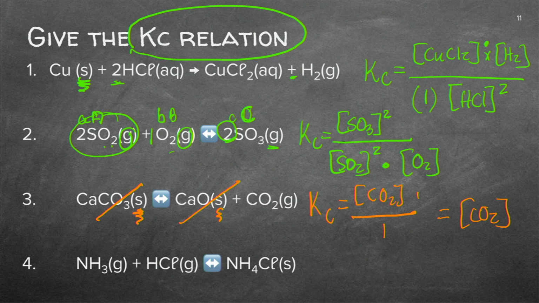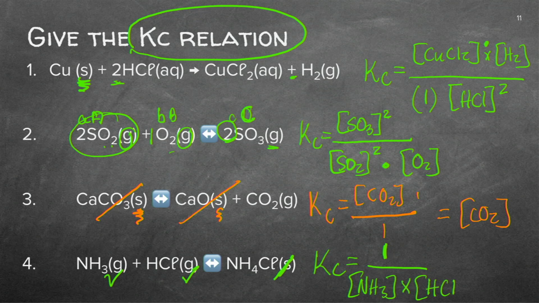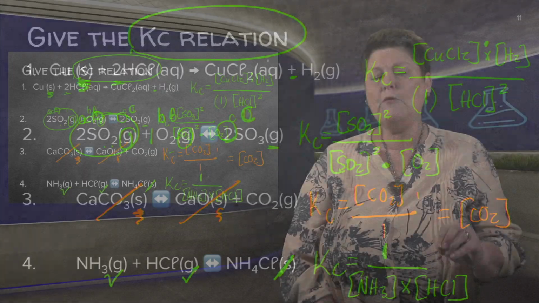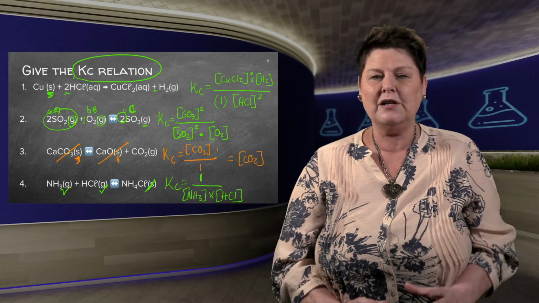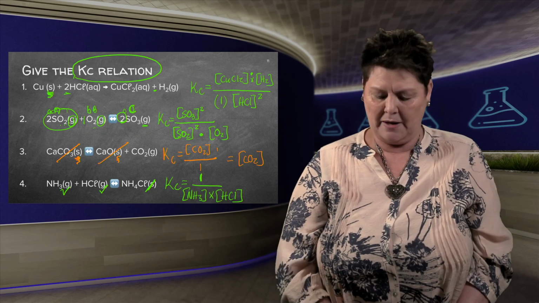Yes. Now we're going to do the last one. Here I've got a solid forming. I've got a gas and a gas. Kc is, what's the product? 1 over the 2 reactants. And I'm multiplying that, and can you see that's my reaction? Therefore, put in a 1. Otherwise, you're going to get confused and you are going to make mistakes.